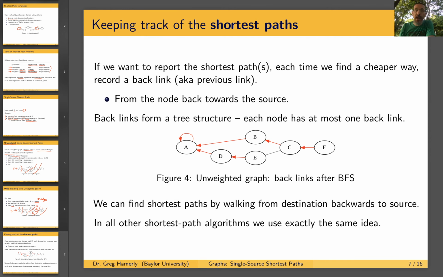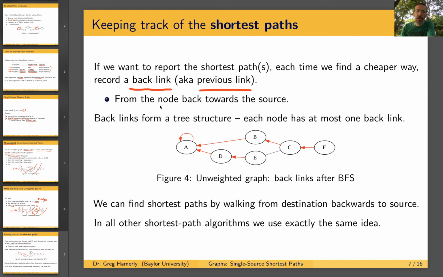Now let's talk about how we would report the shortest paths themselves. If we wanted to tell someone how to get from point A to point B, we need to report these shortest paths. The way we do this is via something that we could call backlinks or previous links. And this is true throughout all shortest path algorithms, not just breadth first search. So this is a general idea.